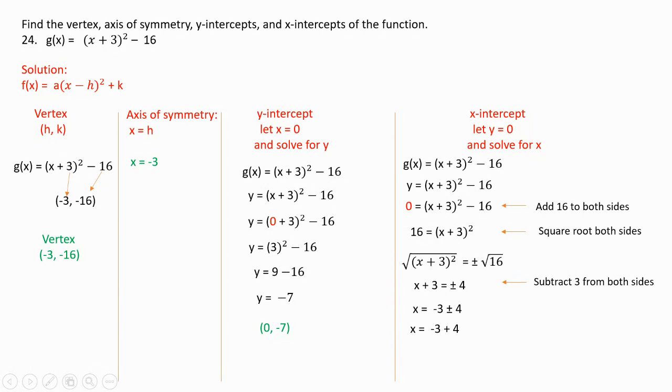So we have negative 3 plus 4 and negative 3 minus 4. Negative 3 plus 4 is 1, and negative 3 minus 4 is negative 7. So these are my x-intercepts: negative 7, 0, and 1, 0. And then to graph it, all you do is plot the points and draw your parabola.